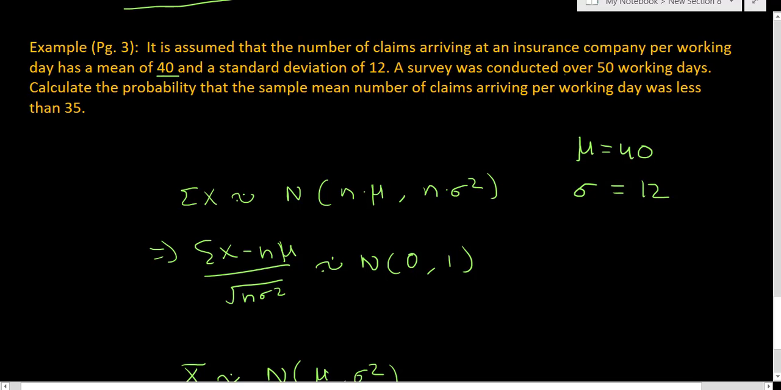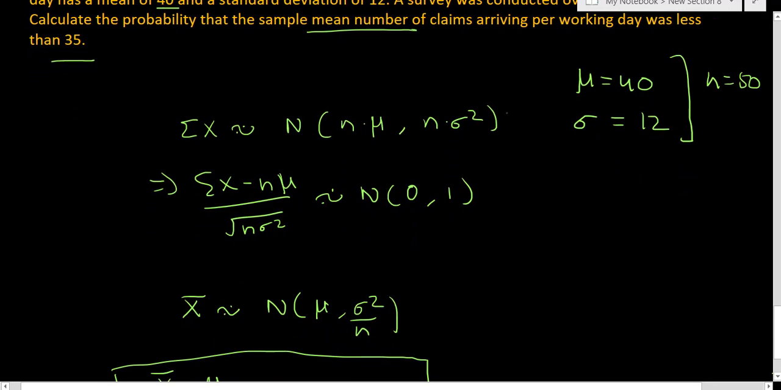A survey was conducted over 50 working days. So I've got an n of 50, which is large. So I can use the CLT here. Calculate the probability that the sample mean number of claims arriving per working day was less than 35. Now they are talking about the mean number of claims, so I have to get the distribution of x bar. So I'll solve it here. What I have to find is the probability that x bar is less than 35.